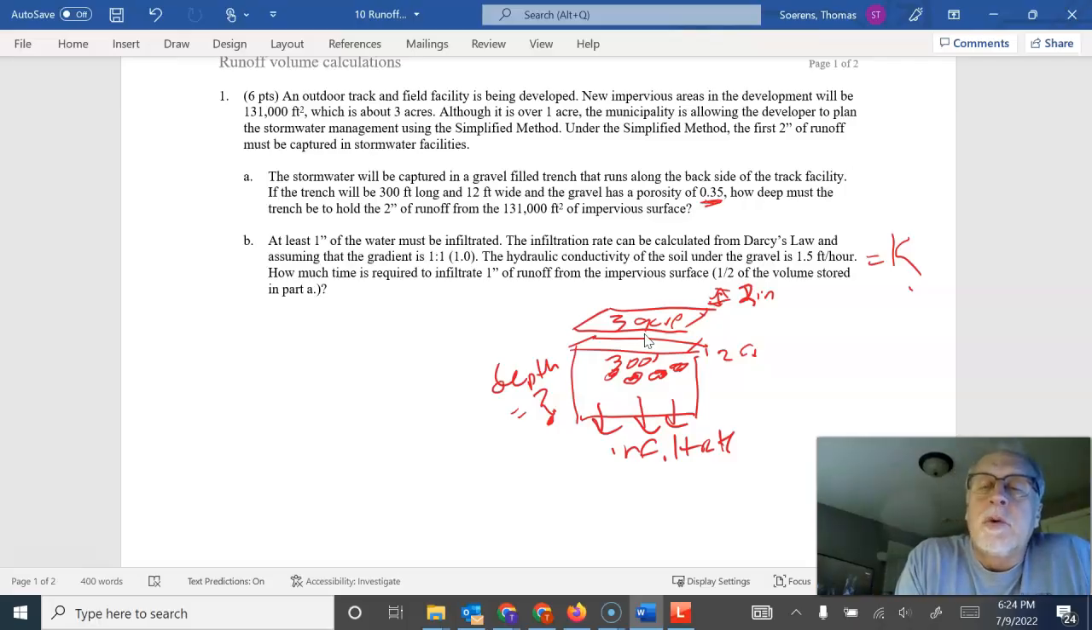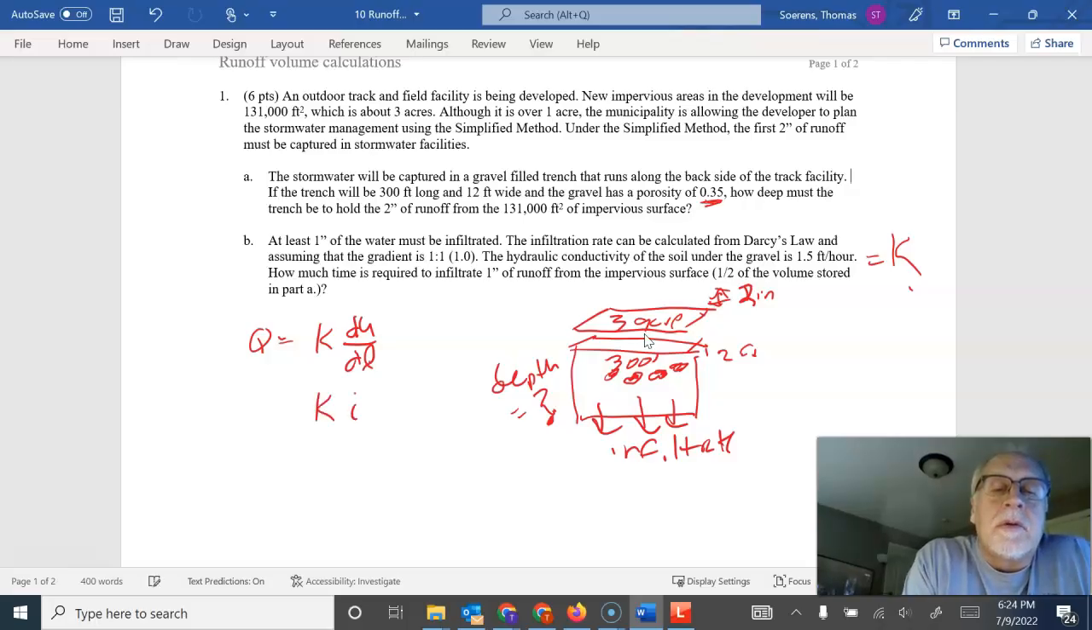So 2 inches, multiply that area, was the total volume. We got to take half of that, or 1 inch times that area, and we have to infiltrate it. So how much time is that going to take? Well, we can take that from Darcy's law. Q equals K times the gradient, change in head with length, or with in the direction of flow. Sometimes we call it an I.